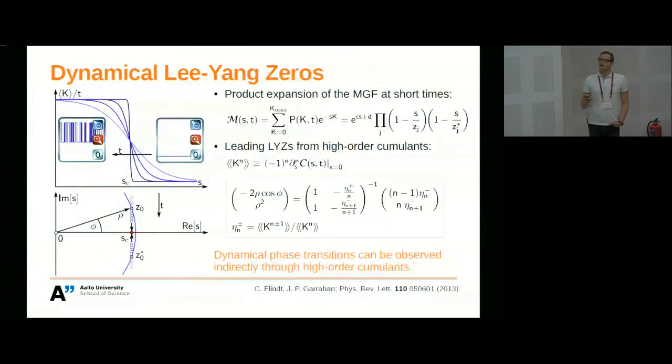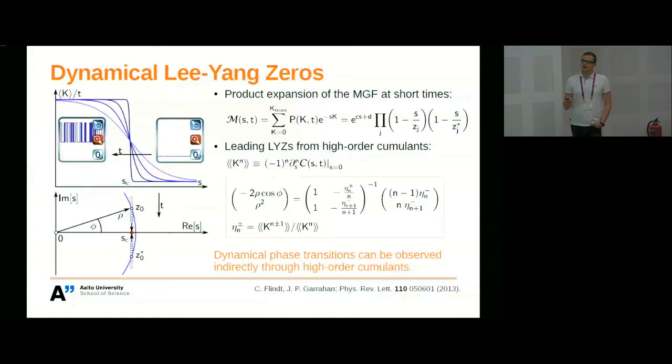I start with the moment-generating function at some finite time. Now I can assume that this sum is finite because the probability to have a very large amount of jumps on the trajectory in finite time is exponentially suppressed. Then I have an analytic function in s. I can do the product expansion. These objects are my dynamical Yang-Lee zeros. And again, we will be looking only at the leading Yang-Lee zero, so the one which is closest to the real axis.